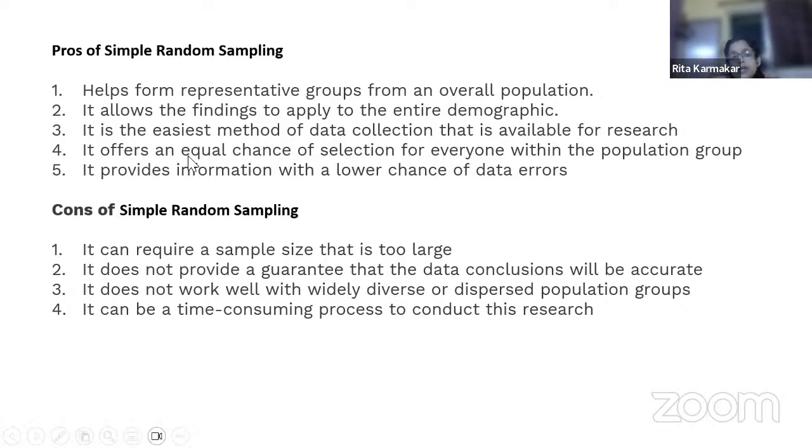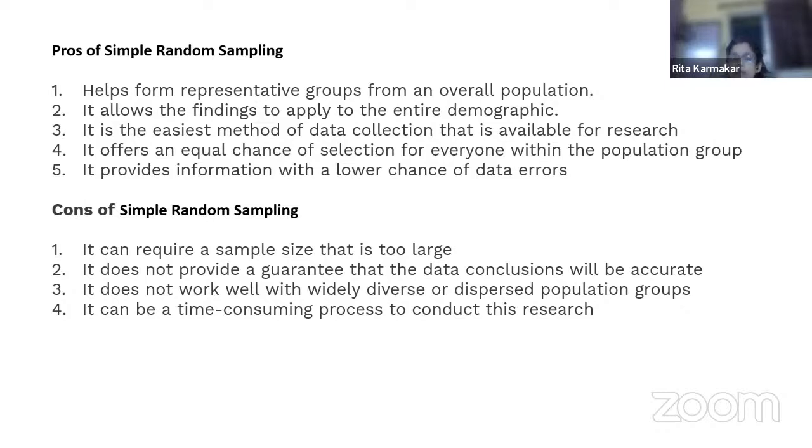It offers equal chance of selection of people into this sample, and it also provides lower chances of errors. It is not data errors, it is basically a sampling error. Chances of sampling error would be very less just because it is random. It's complete randomness.